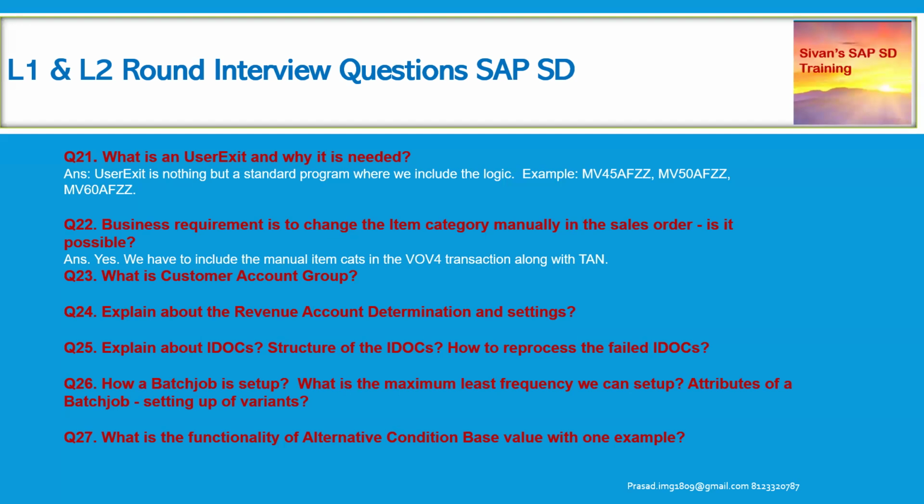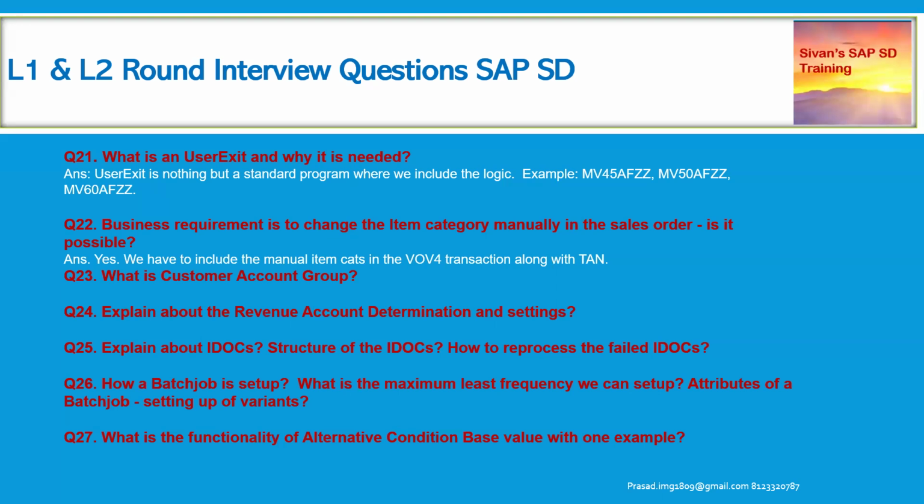Question number 24. Explain about revenue account determination and its settings. This is the SD and FI integration part. Revenue account is determined based on parameters like application V, condition type, chart of accounts, sales organization, account assignment group of customer master data, account assignment group of material master data, and account key, along with the GL account. This can be maintained using the transaction code VKOA. We can go to the path and do it.